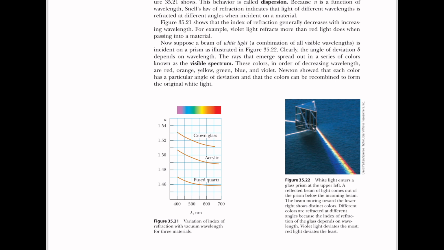The rays that emerge spread out in a series of colors known as the visible spectrum. This is also bolded, very interesting. Visible spectrum, maybe you can peep that in Wikipedia later and see what they're talking about here, because it hasn't been introduced earlier in this chapter. These colors in order of decreasing wavelength are red, orange, yellow, green, blue, violet. Newton showed that each color has a particular angle of deviation and that the colors can be recombined to form the original white light. Okay, that's crazy.